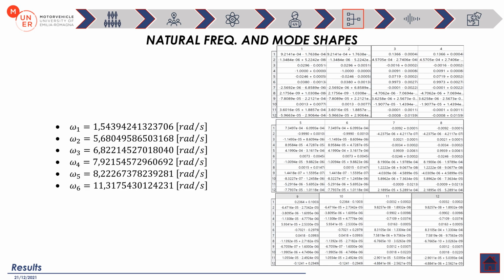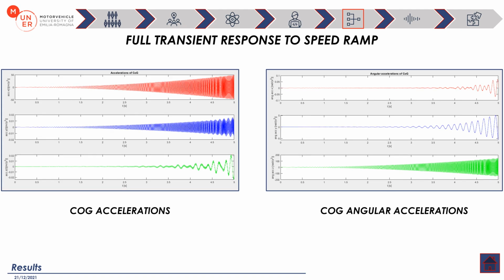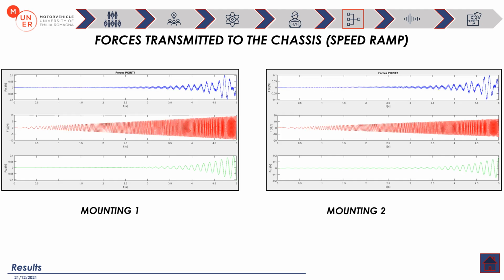Here, the results in terms of natural frequencies and modal metrics have been reported. Then, the full transient responses in terms of rotations and displacements of the COG, and also in terms of its accelerations, have been plotted. It must be said that the shape of the displacement on the z-axis and of the rotations around the x and y-axis have an atypical shape that is related to some numerical errors of the software. These errors can be appreciated in these slides and are related to the number of points we have chosen to run some simulations. Here, also the plots of the forces transmitted to the chassis for the speed draft conditions have been plotted.